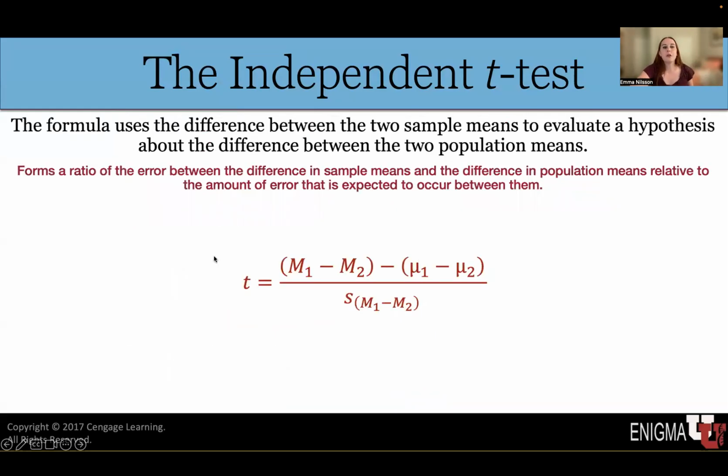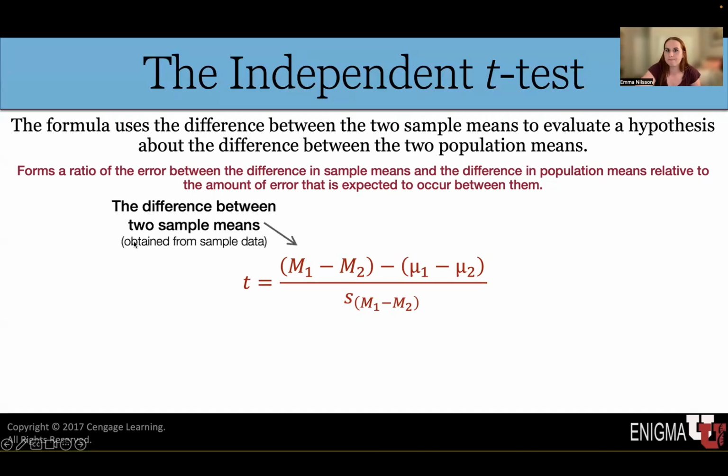So the formula that we use to calculate the t-statistic for an independent t-test uses the difference between the 2 sample means to evaluate a hypothesis about the difference between the 2 population means. So both of those have to be in our formula. What this t-statistic is going to do is form a ratio of error, which is what every other t-statistic has done. But this time, the ratio is between the difference in sample means and the difference in population means relative to the amount of error that is expected to occur within these two groups.